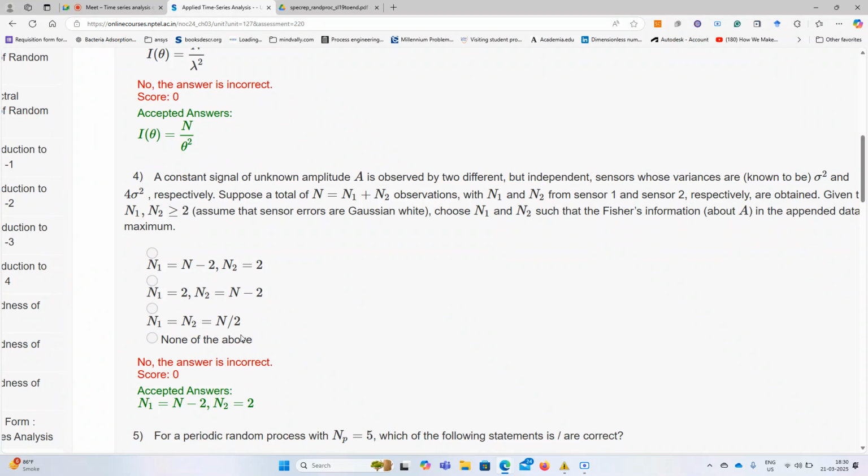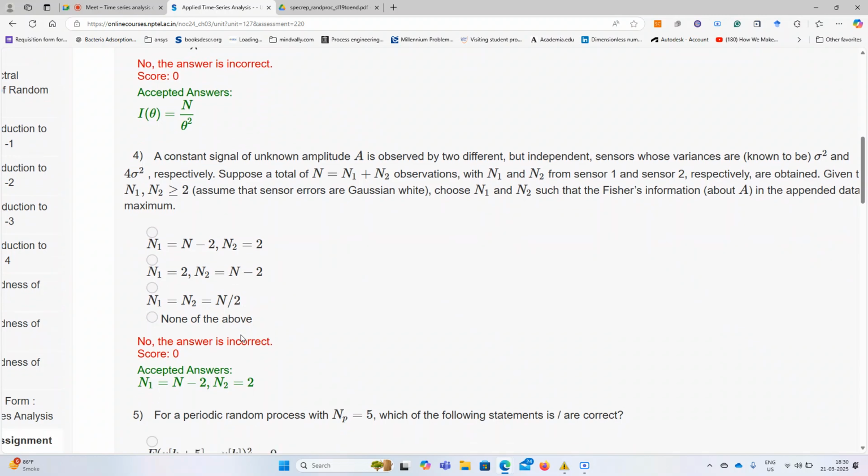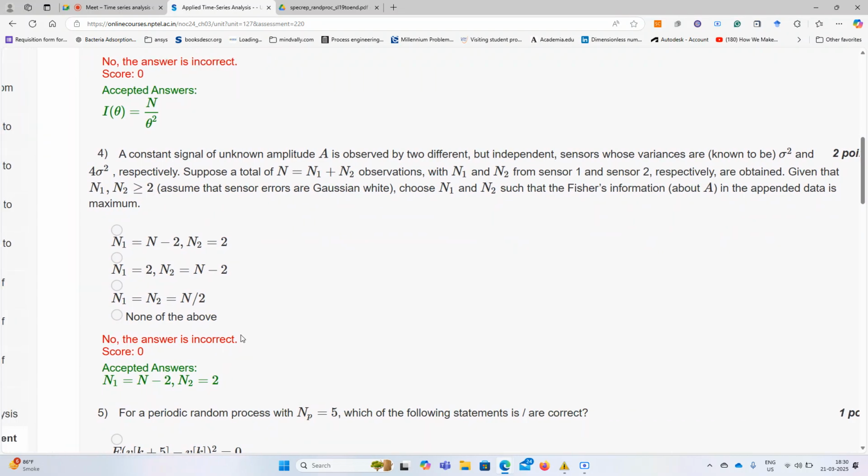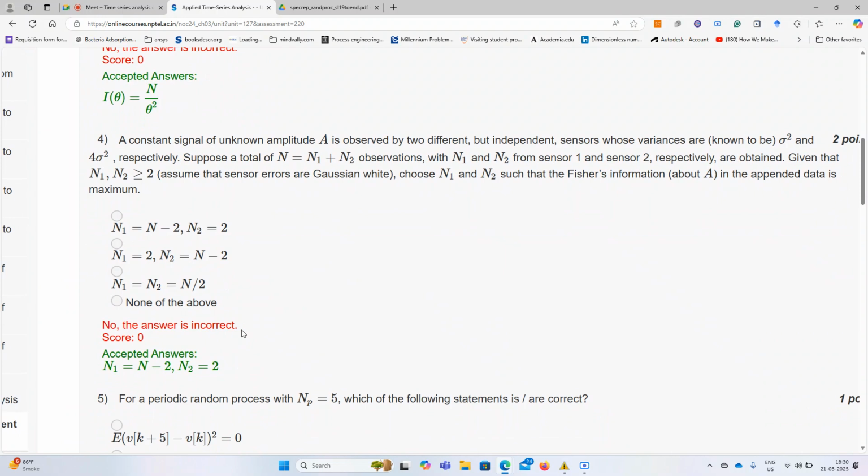A constant signal of unknown amplitude A is observed by two different but independent sensors whose variances are known to be sigma square and 4 sigma square respectively. Suppose a total of n equals n1 plus n2 observations, n1 and n2 from sensor 1 and sensor 2 respectively, are obtained. Given that n1 and n2 are greater than or equal to 0, choose n1 and n2 such that the Fisher information about A in the appended data is maximum. So in order to maximize, you have to choose this thing.